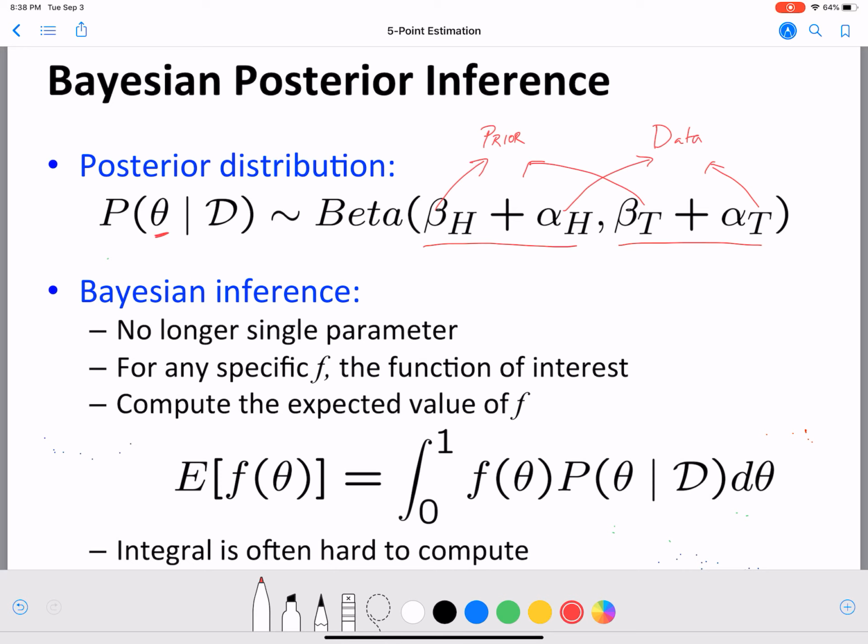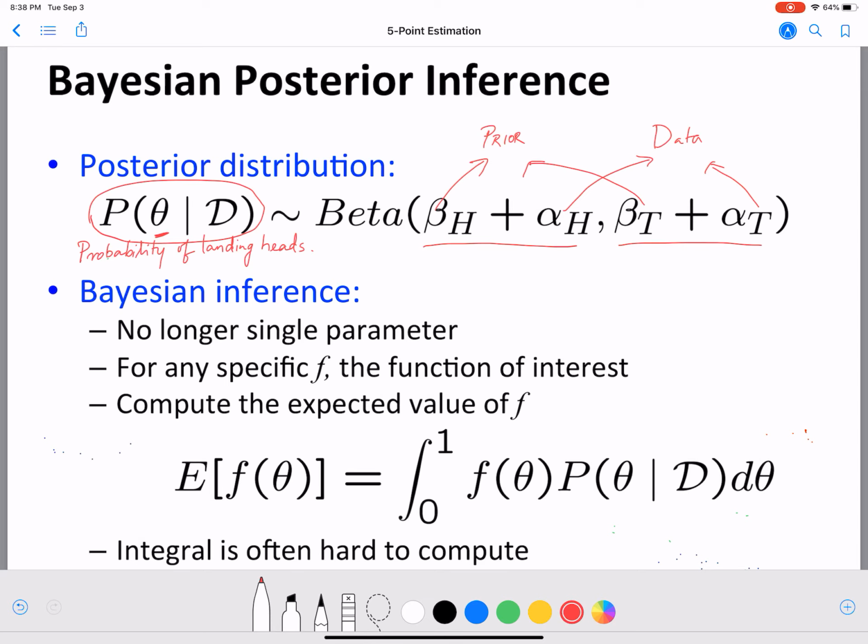Now theta is what you want to estimate. Theta is the probability of the coin landing heads. Now, to use Bayesian inference, we are going to use the probability of theta given d. We are going to use the posterior distribution, this right here. We're going to use this distribution to estimate theta.